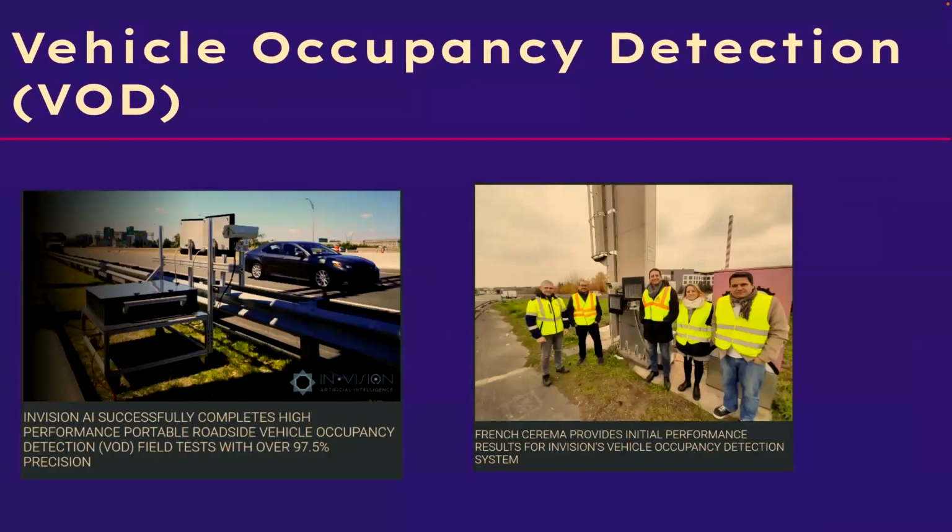And one of their projects is vehicle occupancy detection, or VOD, where the idea is, given a vehicle, to count the number of occupants or people within that vehicle. And this is useful for monitoring HOV lanes, where if there's a vehicle with a low occupancy, like one person, and that vehicle is traveling across an HOV lane, then that vehicle should be fined.